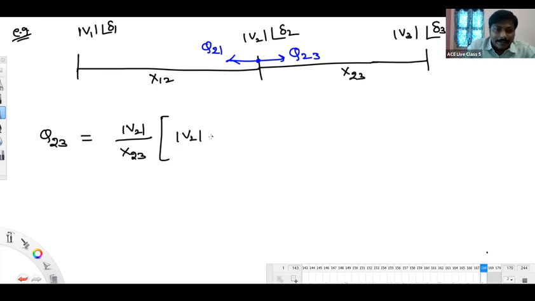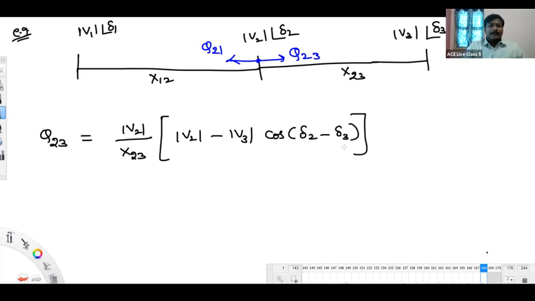So we have to call V2 minus V3. Now the thing is, who is your reference? V2 is our reference, so you keep V2 as it is. V3 is replaced with V3 into cosine of the angle between bus 2 and bus 3 voltages. Like this, you can get the Q23 equation.